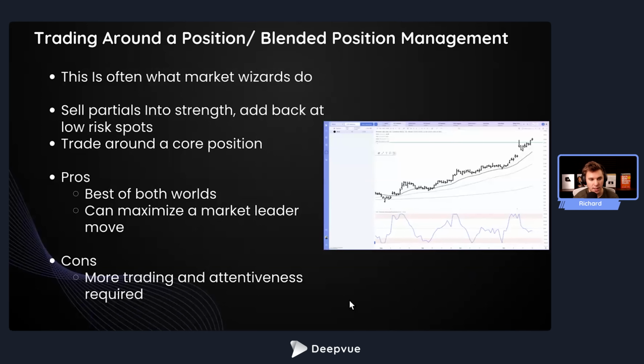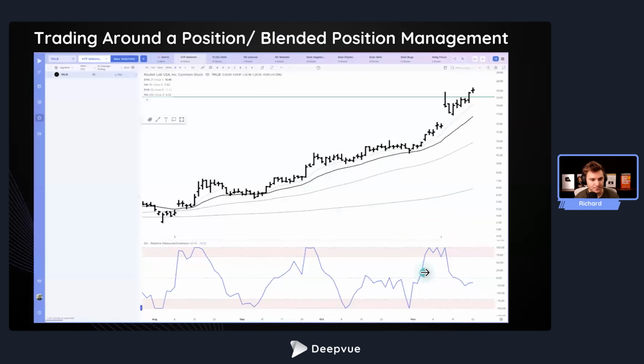So I think initially, my recommendation would be start with selling into weakness, and then you can spice things in and try to improve your selling into strength as well. And then eventually get to this blended trading around of a position.